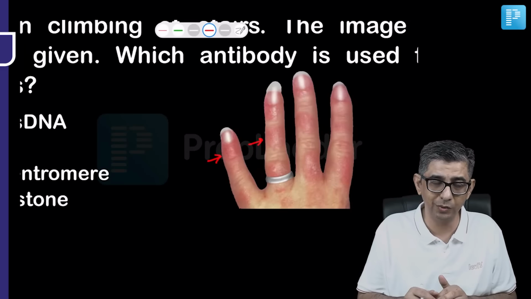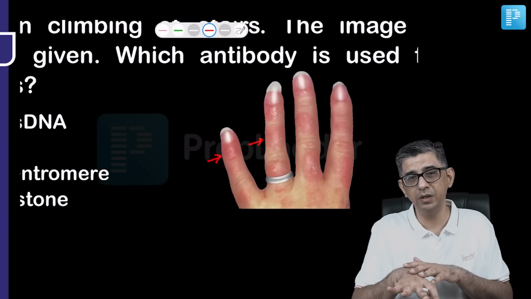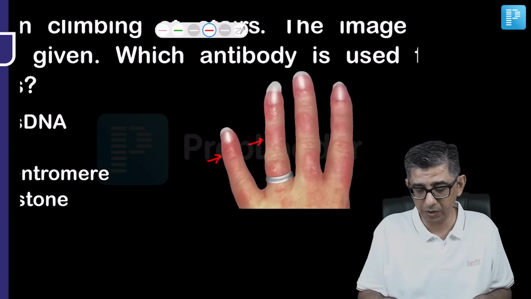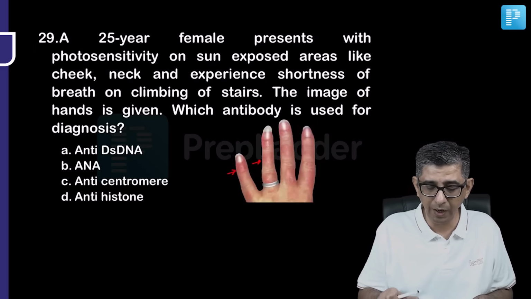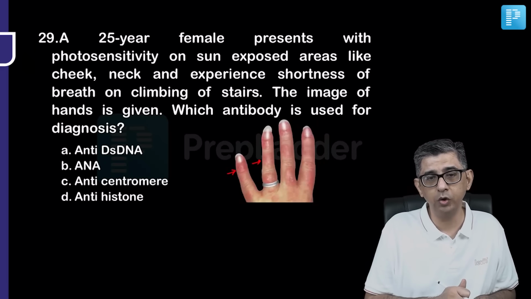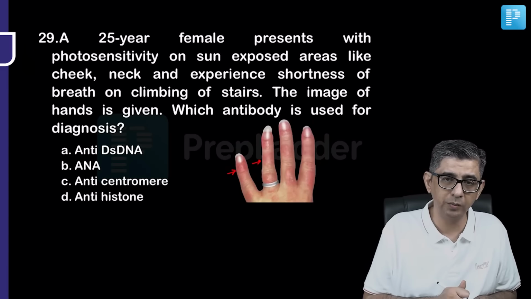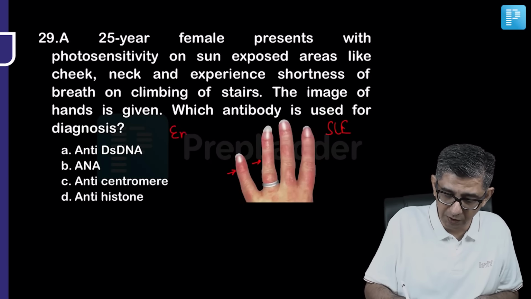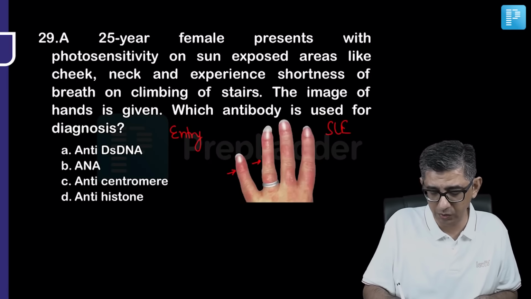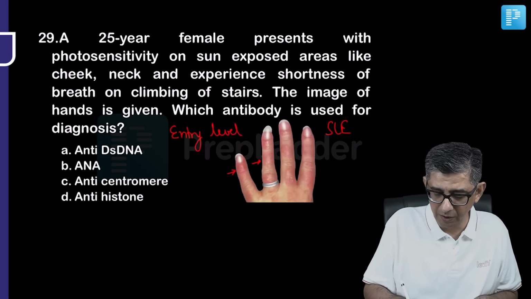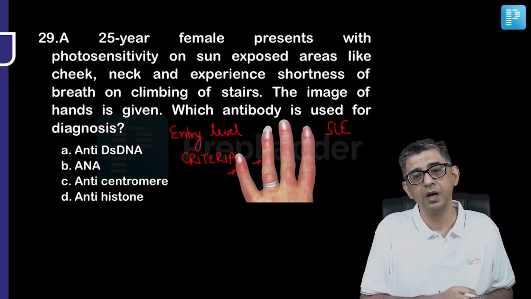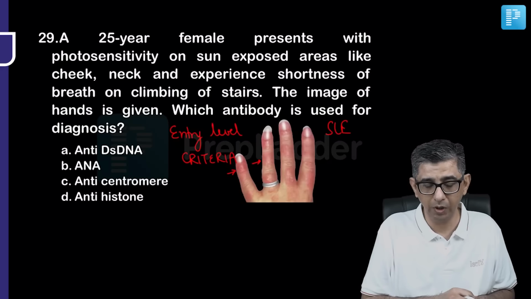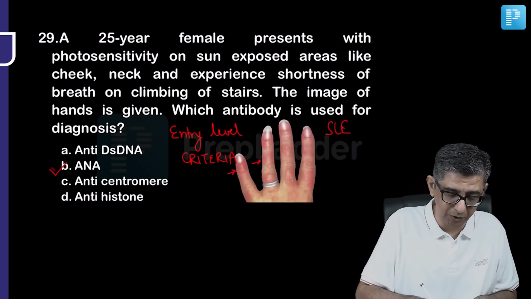When the patient goes out in the sunlight, there could be a sunburn on the sun-exposed parts of the body. So photosensitivity and shortness of breath, the combination of the two, you need to think in terms of the possibility of SLE and one of the entry-level criteria. He's asking which antibody is used for diagnosis. The traditional statement is that the entry-level criterion for diagnosis of systemic lupus erythematosus is anti-nuclear antibody. The correct answer for this question would be option B.